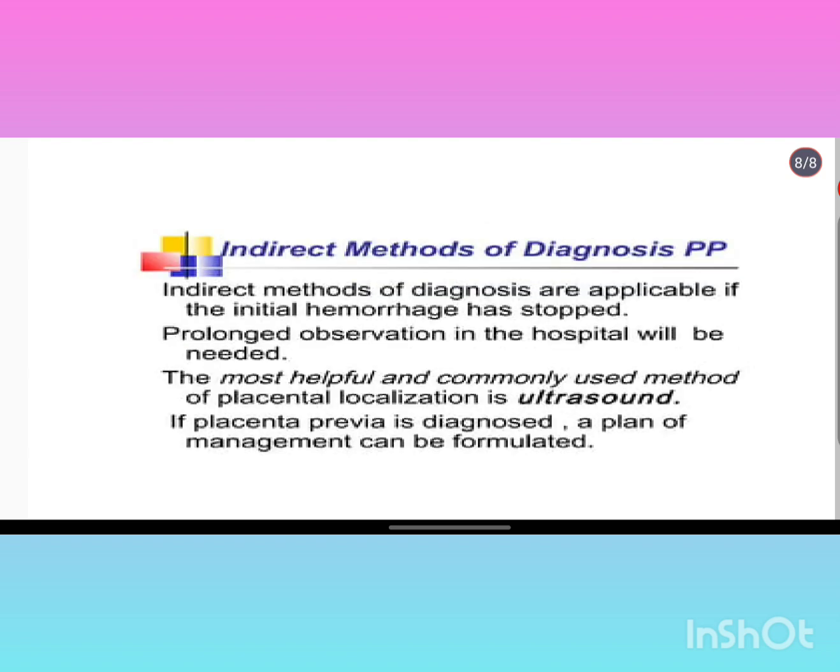Next, we will see how the diagnosis of placenta previa is done. Usually, indirect methods of diagnosis are used, that is, ultrasound examination of the placenta to confirm the diagnosis and also to plan the management according to the attachment of the placenta.